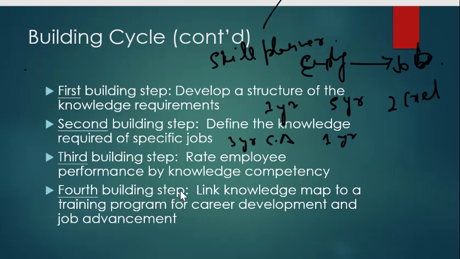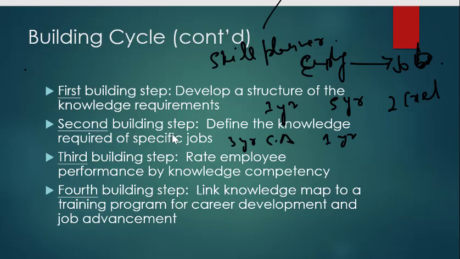Then the fourth step, you are linking knowledge map to a training program for career development and job advancement. Now, with this in mind, a knowledge map may be set up as a four-tier knowledge structure to evaluate employee competency and identify within the structure tacit and explicit knowledge for each competency. Okay, let's discuss this on the next slide.